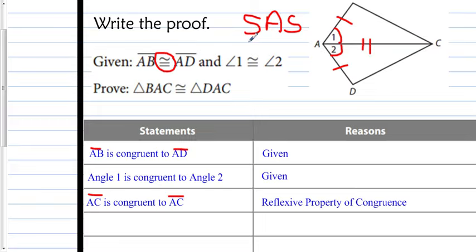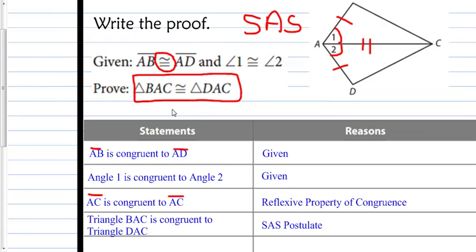So do I now have enough information to prove these two triangles congruent? And if so, what's the reason I'm going to use? Your final statement should always be what you're trying to prove. That is always your final statement. So if you have enough to prove this to be true, that's what you write as your final statement, and then give me the reason why. So go ahead and fill in your final statement with the reason.